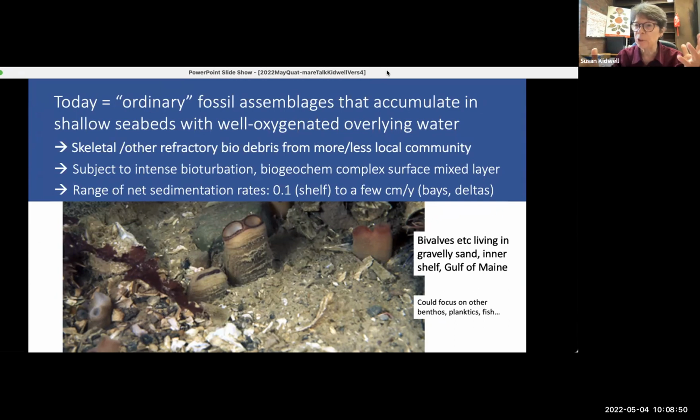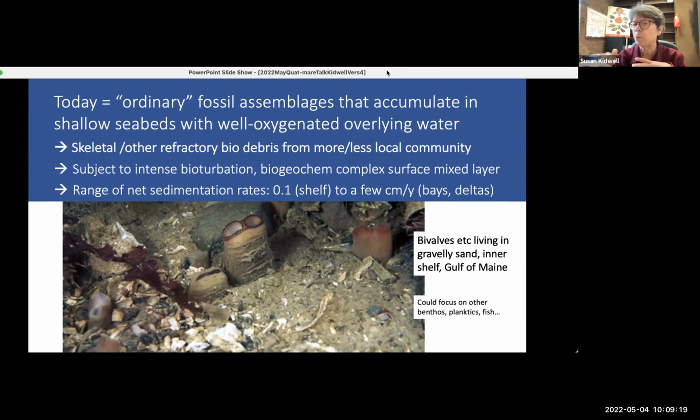So when we have oxygen present, that means we typically have no soft tissues. We've just got skeletal and other refractory debris. We find that it's largely from the fairly local within-habitat community. Because of the overlying oxygen, these seabeds are subject to intense bioturbation. And that bioturbation with oxygen combined with organics creates a biogeochemically very complex surface mixed layer.